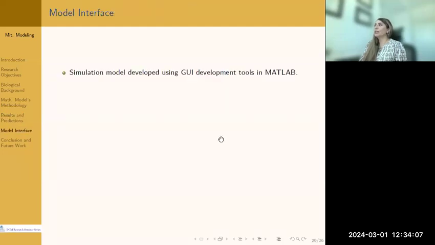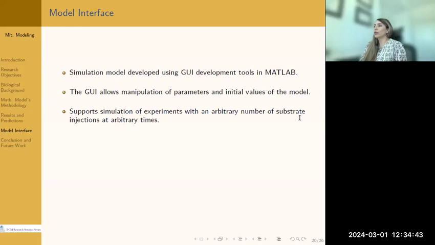The model interface. As mentioned in the beginning, a GUI is designed for this model using App Designer, the current GUI development tool in MATLAB, which provides users with an intuitive and user-friendly interface for interacting with the model. The GUI allows users to manipulate parameters and initial values of the model, enabling them to customize simulations according to their experimental designs and research questions. It supports the simulation of experiments with an arbitrary number of substrate injections at arbitrary times, offering flexibility in experimental setup and design.